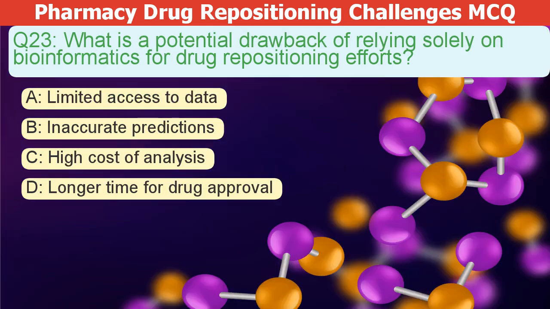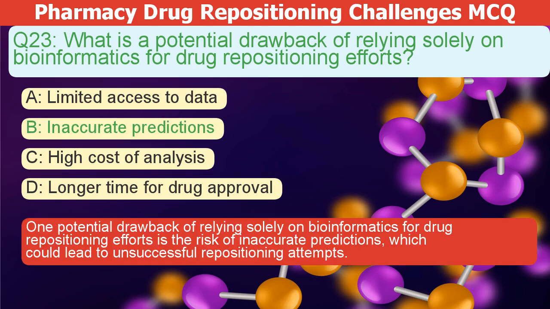What is a potential drawback of relying solely on bioinformatics for drug repositioning efforts? A. Limited access to data. B. Inaccurate predictions. C. High cost of analysis. D. Longer time for drug approval. The correct answer is B.